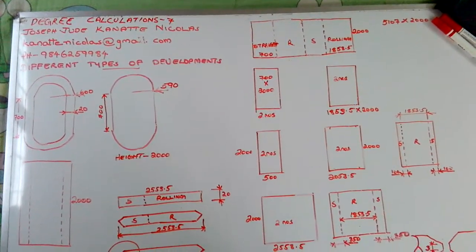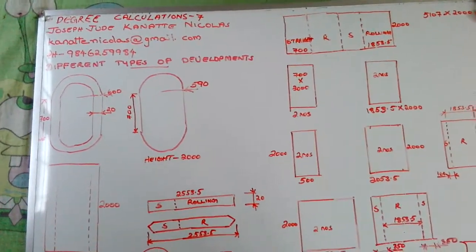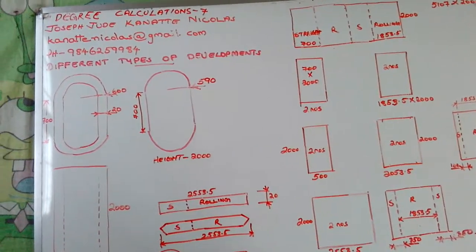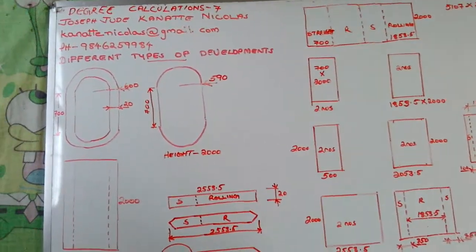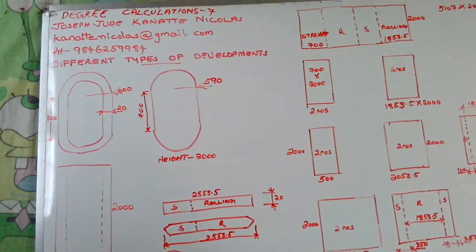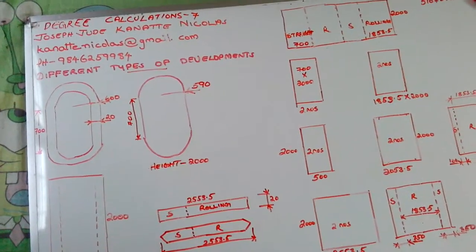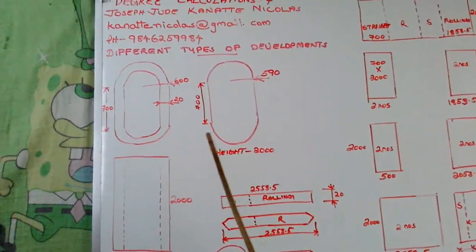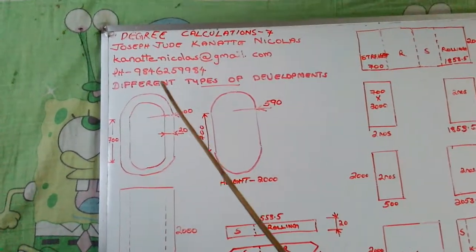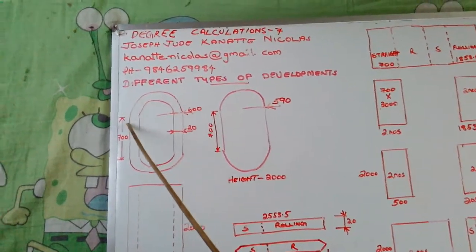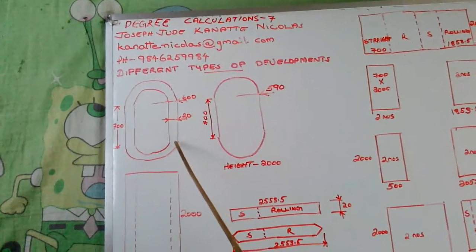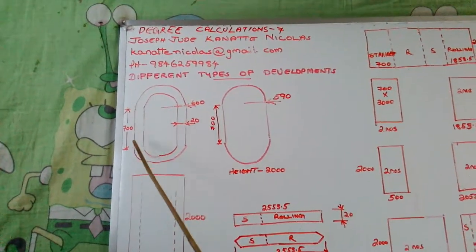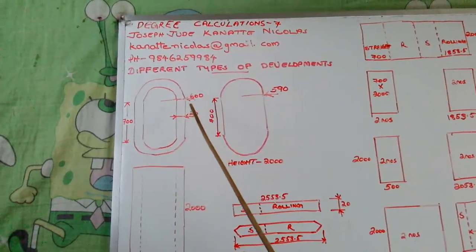Last time, when we were doing degree calculations, sixth part, we were trying to make the development of an oval shaped job. Actually, we can say it is an oval shaped job because its shape was like this. There were two half rounds. One half round is here and the next half round is here. In between there was a straight portion. If there is a straight portion, we can't say it is an oval shaped job.